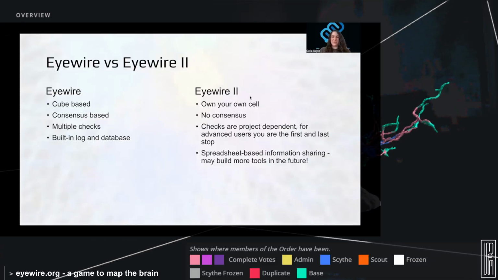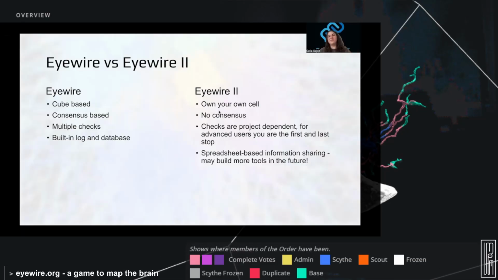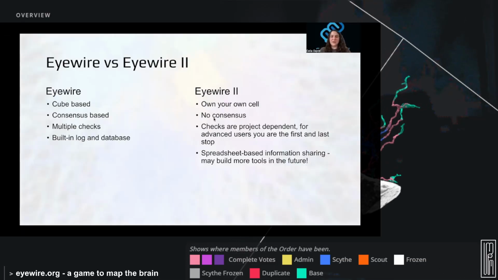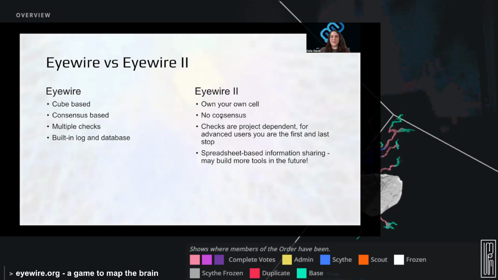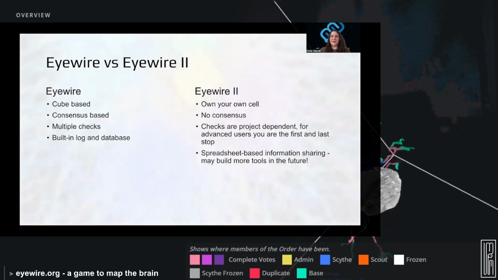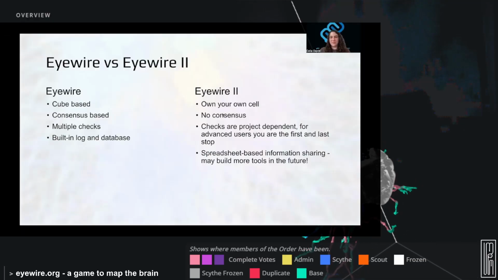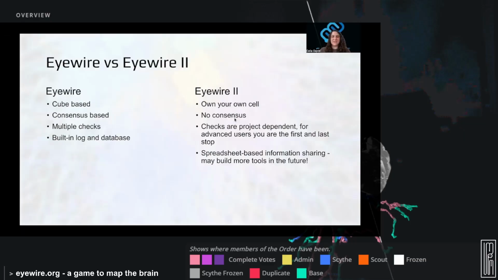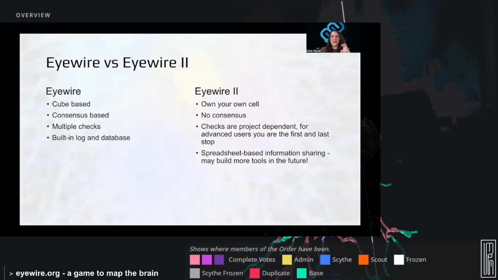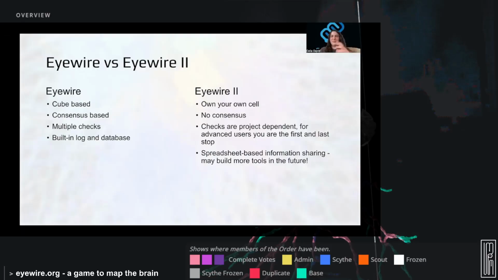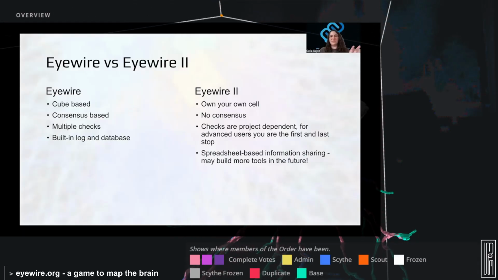In EyeWire 2, you're going to, for the most part, be working on your own cell. So rather than work on a cell with the community, you're going to have your own cell. We generally don't use consensus. There are times when we might have multiple people check the same cell, or you might ask for help and have a second person check maybe areas of the cell that you are having trouble with. But in general, we're not having a consensus system like we had in EyeWire 1, where multiple people are doing the same thing, and then we're pulling out an answer based on the majority of people agreeing on what belongs or doesn't belong to the cell.